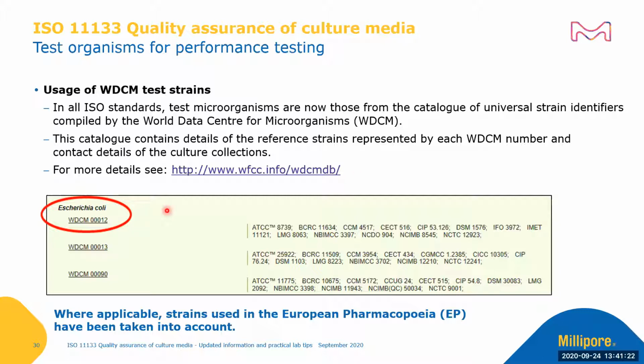For example, Escherichia coli WDCM 00012 is given as a numbering system in the ISO standard, and behind that we have the culture collection numbers for the reference strains for many different culture collections, and where applicable strains used in the European Pharmacopoeia have been taken into account, like here for the Escherichia coli.